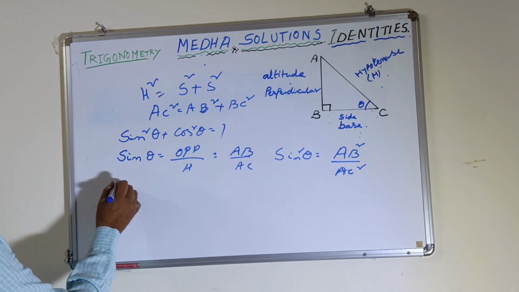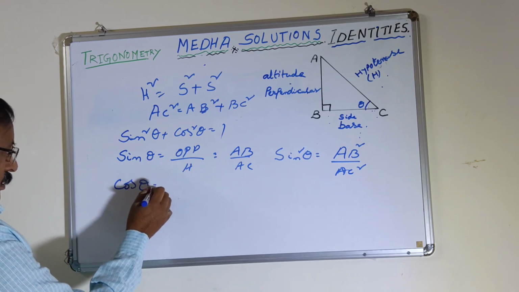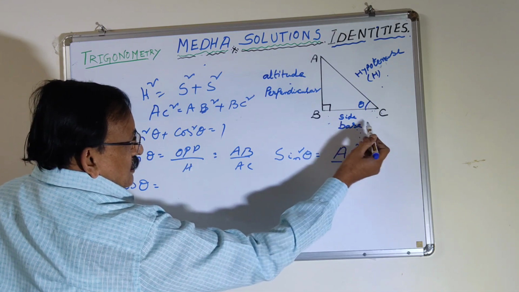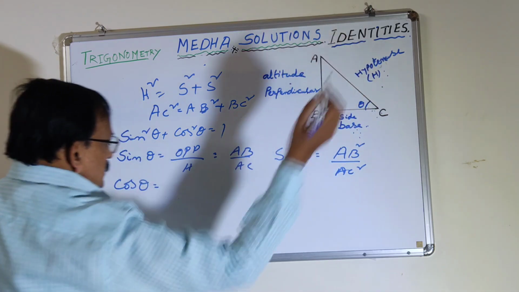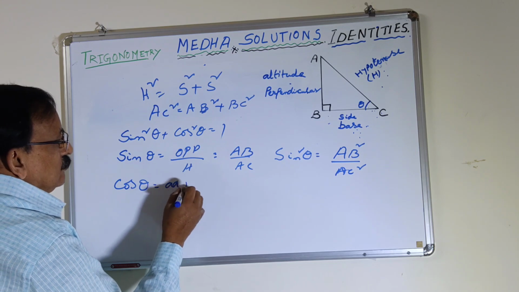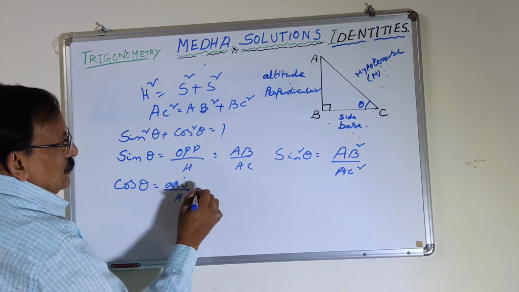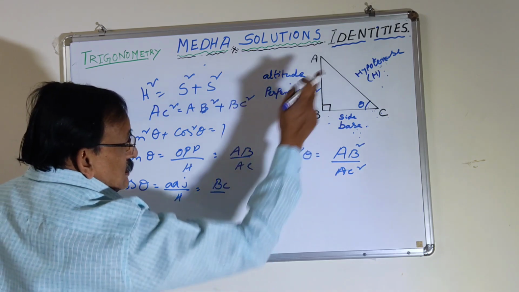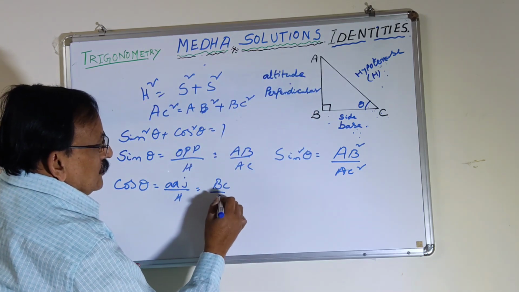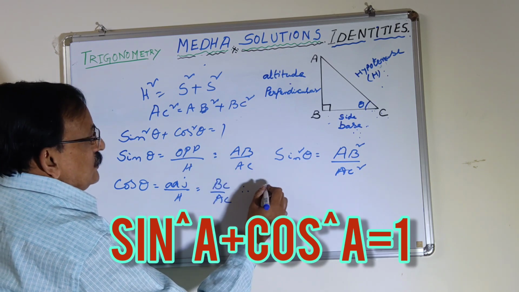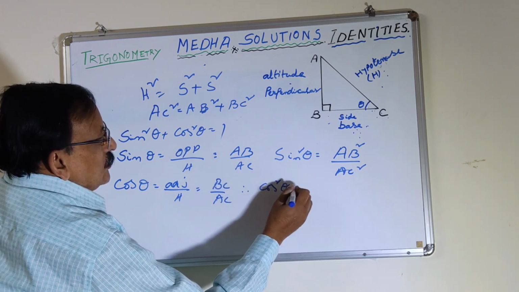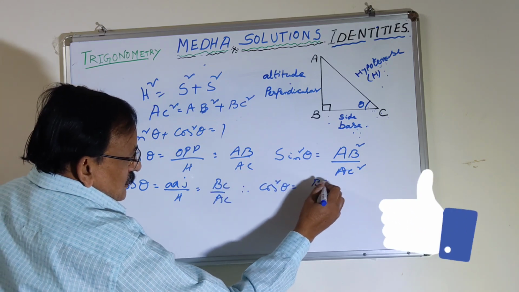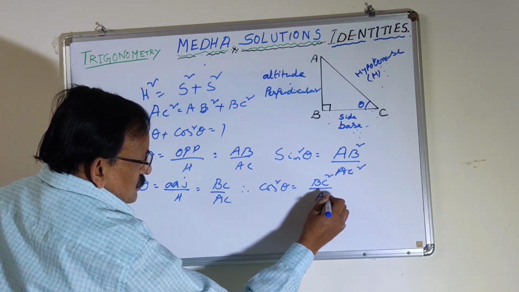Now cos theta. Cos theta is equal to adjacent by hypotenuse. Adjacent is BC, hypotenuse is AC. Now cos square theta is equal to the square of this BC by AC, that is BC square by AC square.